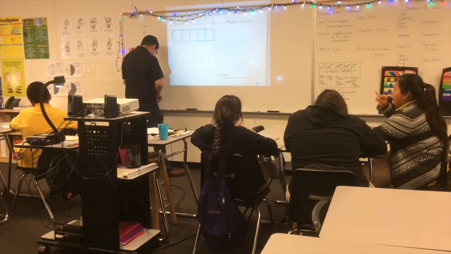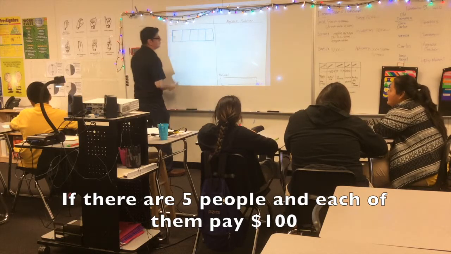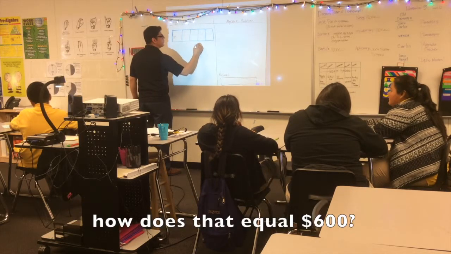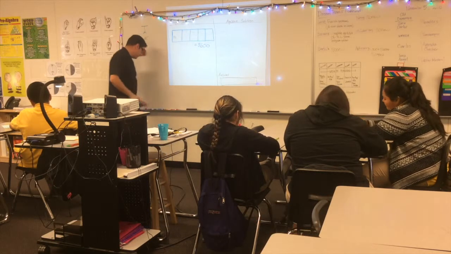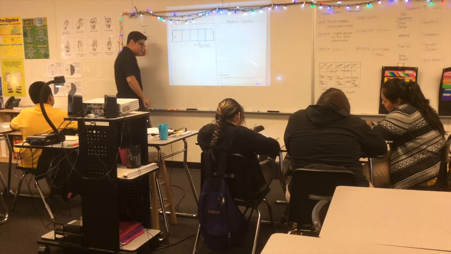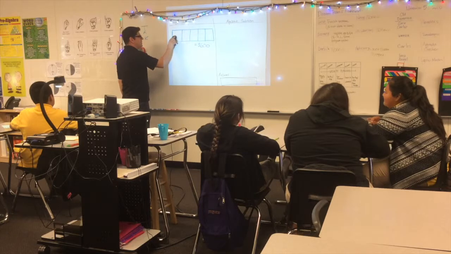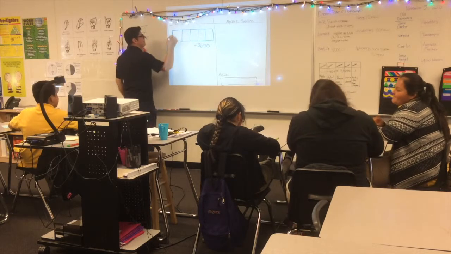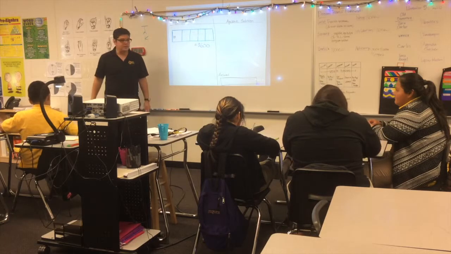Oh, I have a question. If there is 5 people and each of them pay $100, how is it going to equal $600? Well, that's because they paid $100. So Miguel, they paid for the ticket and what else? And the gas. Thanks, Miguel. All right. So she answered your question. They paid for ticket and gas.